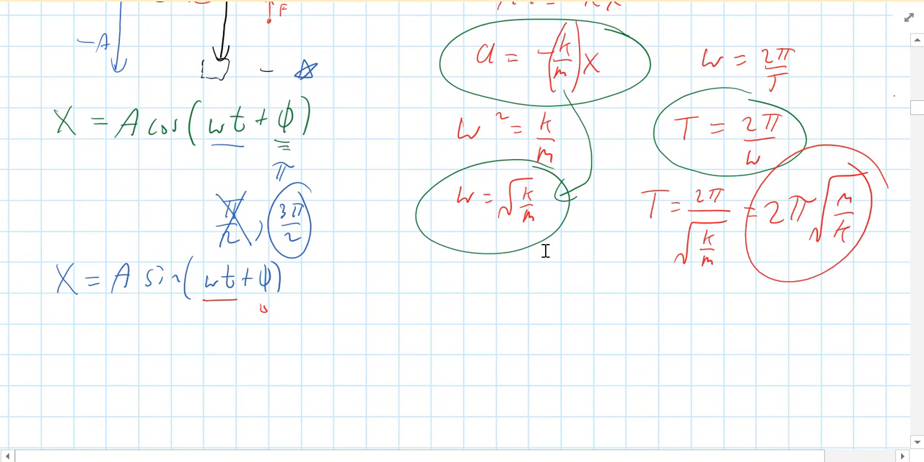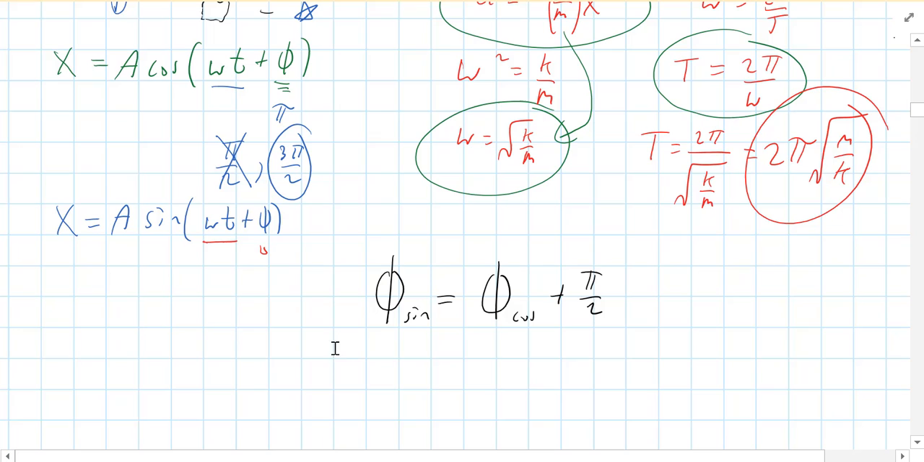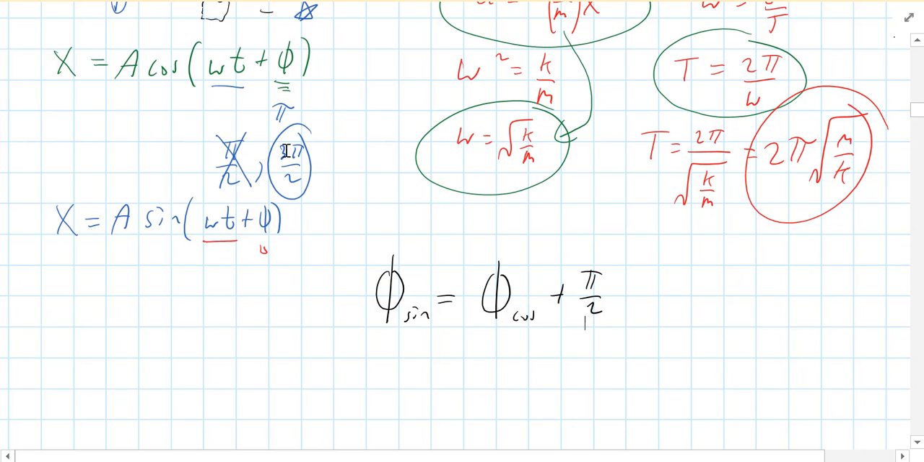I do have one example to do with you, but I think I'll save that for the second video. Oh, I will make one general note. Phi for the sine function is always equal to phi for the cosine function plus pi over 2. So for instance, over here, we had the 3 pi over 2 for our cosine function for that spot. If I add pi over 2, I get 4 pi over 2, which is 2 pi, which is also 0, right? So that's another way to look at it. Okay, so it's like a phase shift.